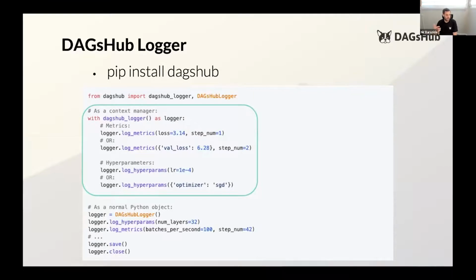And when you finish running the code, it's going to output this information to the files that we just talked about in the needed format. All you need to do is version them with Git, push them to DagsHub, and it's going to create a new experiment under the experiment tab. As I said, you can also use it as a normal Python logger. That's pretty much it, as simple as that.